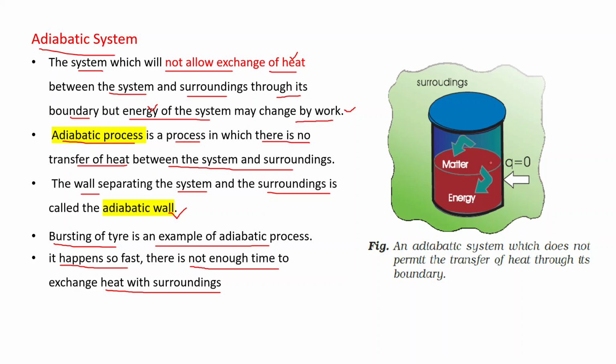You can see this diagram. Matter is not changing and energy is not changing. Sorry, energy can change, but the heat remains constant. No change in the heat. An adiabatic system does not permit the transfer of heat through its boundary. I think this is clear. What is this adiabatic system?